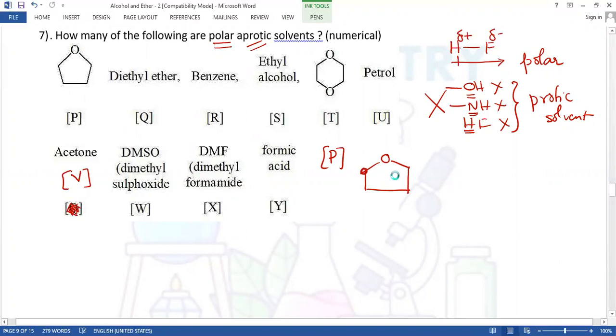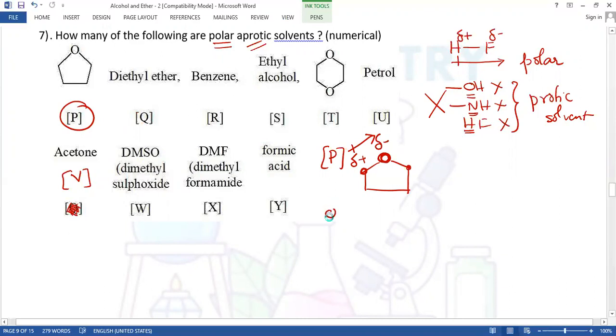Now see here, this is CH2, this is CH2. Oxygen is electronegative, carbon is electropositive. So we write the dipole moment. Polarity is there, but oxygen does not contain hydrogen. Therefore, P is a polar aprotic solvent.